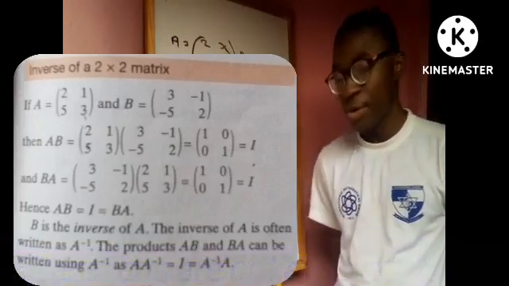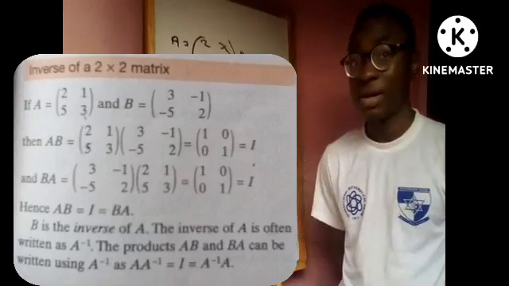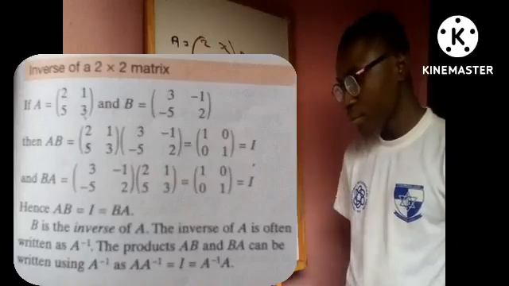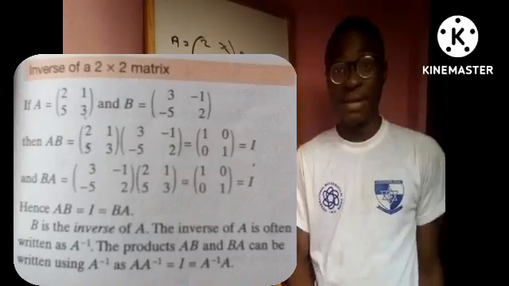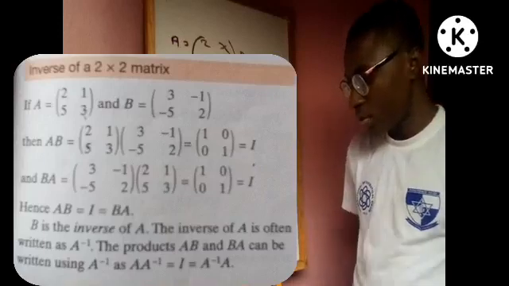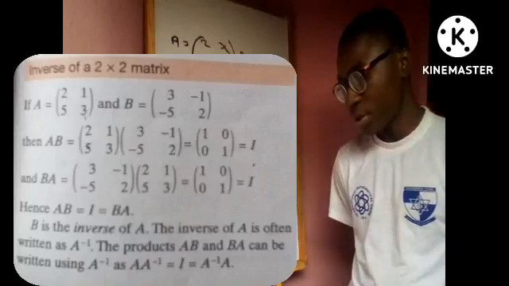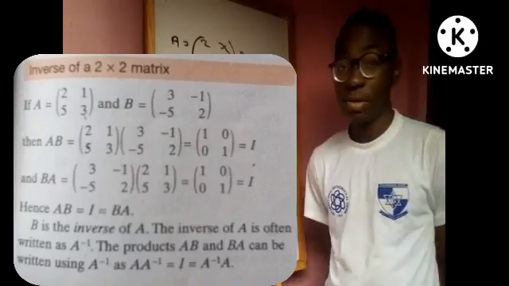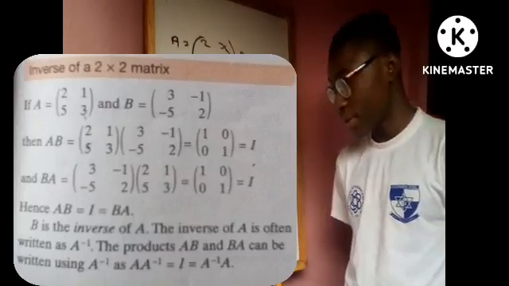So basically, anytime you multiply two matrices and it gives you an identity matrix, that means that multiplication is commutative, and B is the inverse of A. So the product of a matrix and its inverse gives you the identity matrix as a result. The product of AB and BA can be written using A raised to the power minus 1 as A times A raised to the power minus 1 equals I. So that's A raised to the power minus 1 here in this diagram. It is the inverse of the matrix.